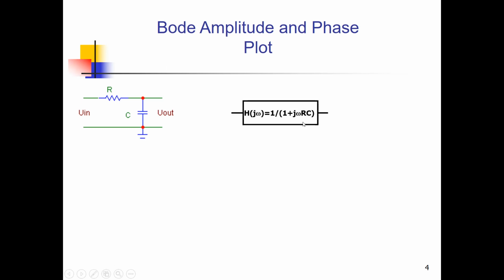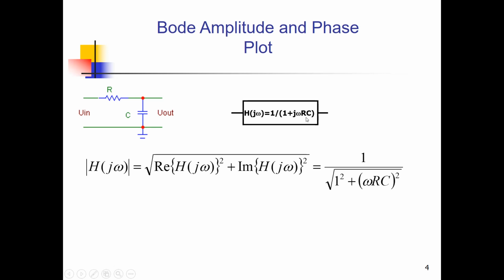This is our system, consisting of the transfer function which we derived earlier, which is 1 over 1 plus j omega times R times C. Now let's look at the amplitude plot. When we calculate the amplitude of this system, we take the amplitude of the numerator and divide it by the amplitude of the denominator, which means that for both the numerator and denominator we take the square root of the real part squared plus the imaginary part squared.